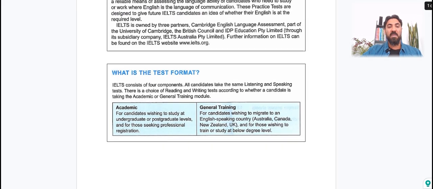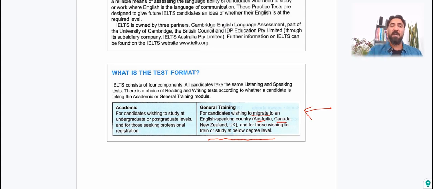So starting from the beginning, the IELTS is done in two different ways. The first way that the IELTS can be done, or the first format, is actually the IELTS general training system, which is used for candidates who want to migrate to an English-speaking country, and at the same time, they are wishing to train or study at a below degree level. So this means that you're not going to university, you're just going to do a course on a specific skill that you want to learn.